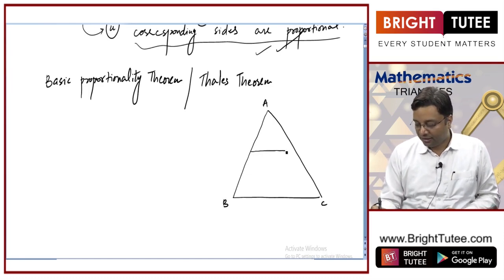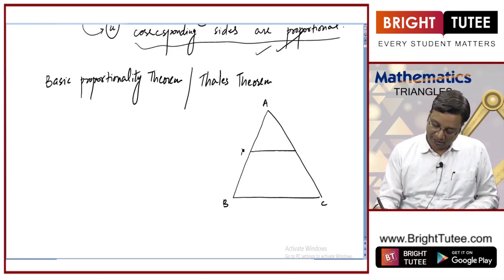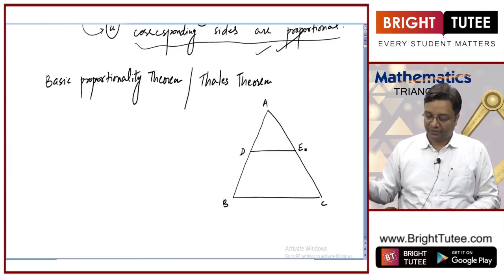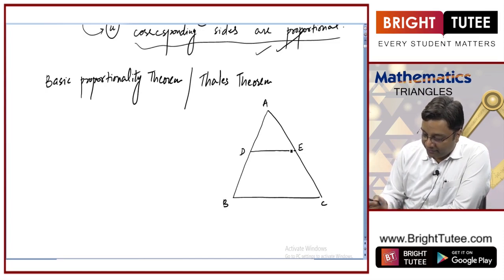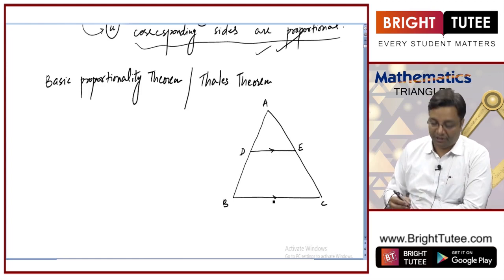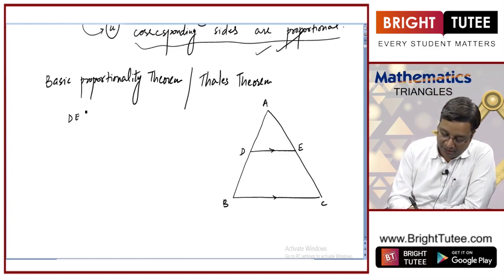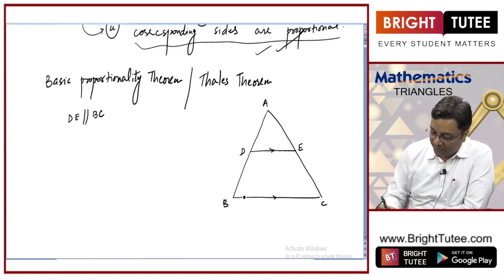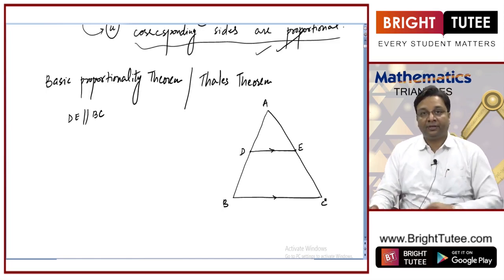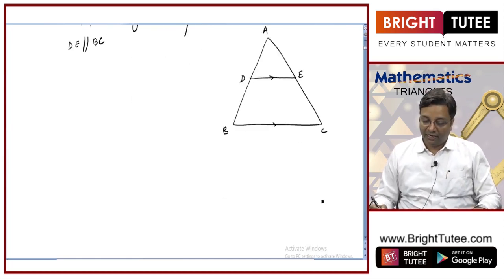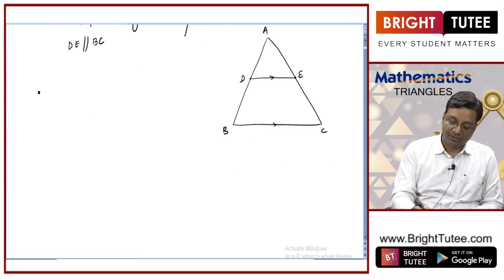Let us take this line DE, okay? Now, this line DE is parallel to line BC. DE is parallel to BC, okay? And it cuts side AB at D and side AC at E, right? Now, I will use two things in this question.